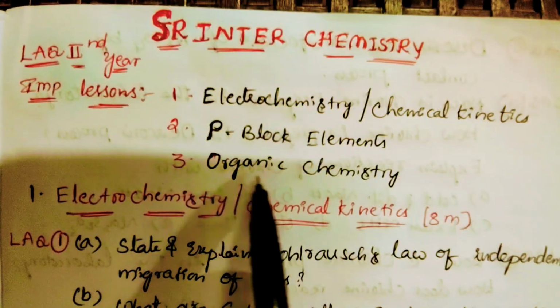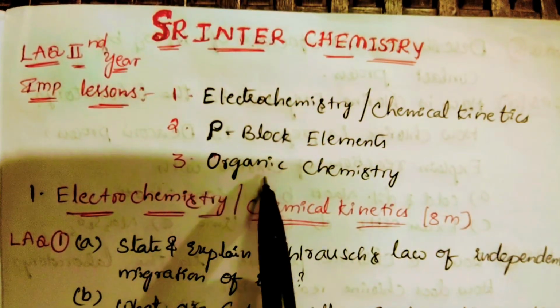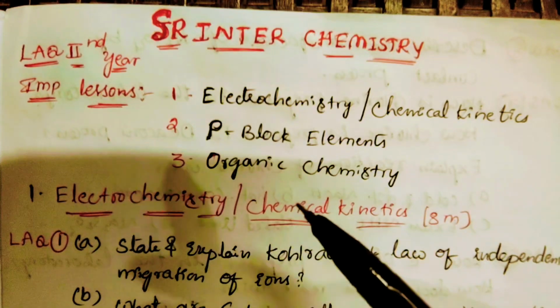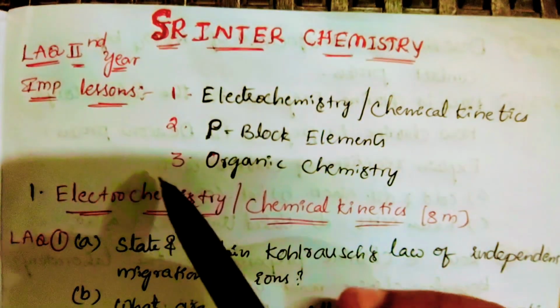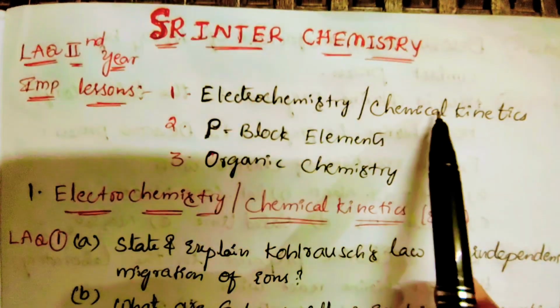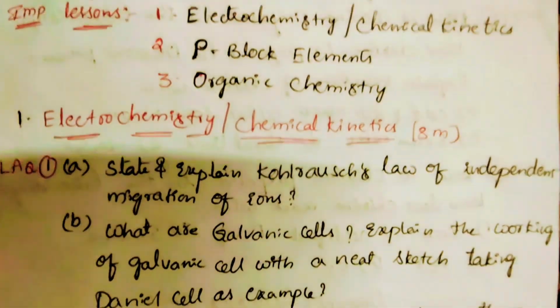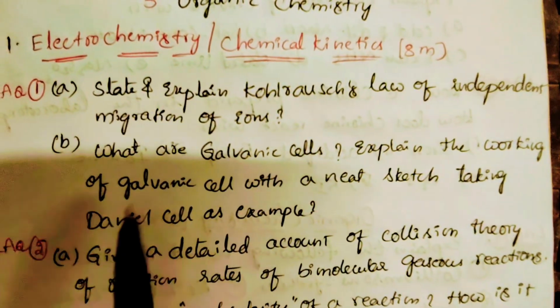And third one is organic chemistry. From organic chemistry also, named reactions are asked repeatedly every year. So we have to read these three lessons: electrochemistry and chemical kinetics, p block elements, and organic chemistry. Let us see electrochemistry and chemical kinetics.